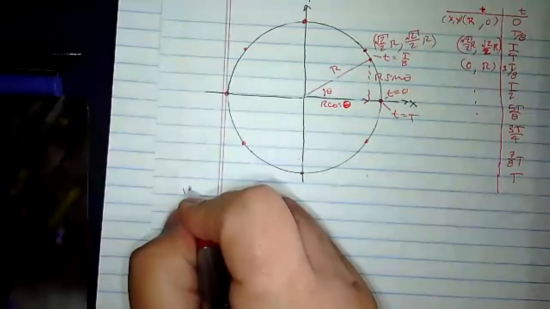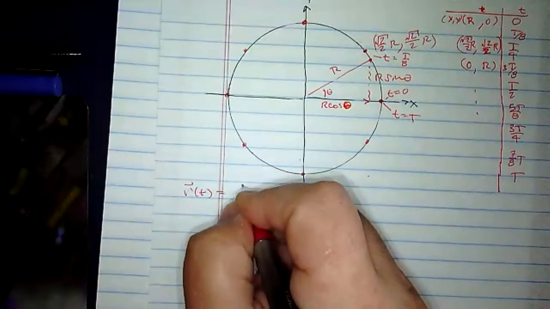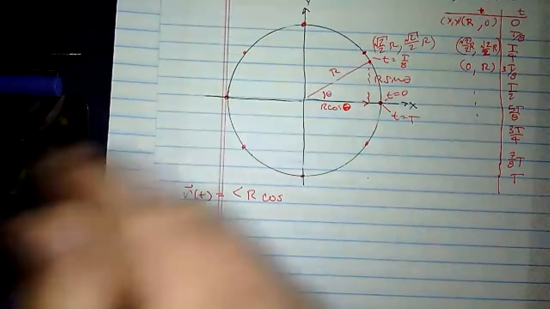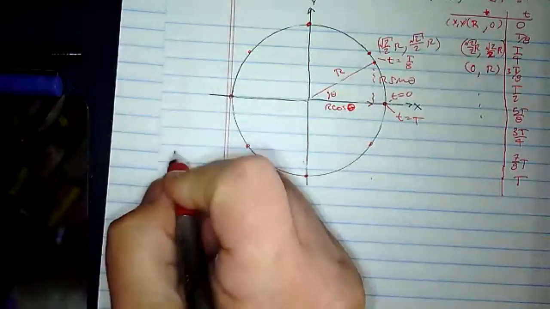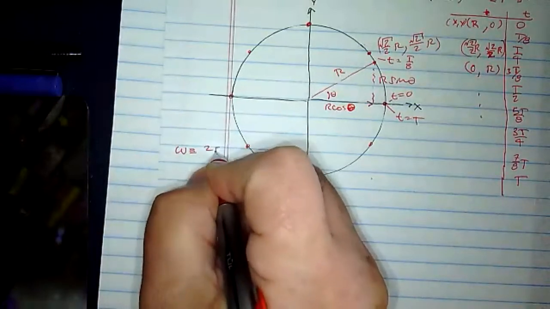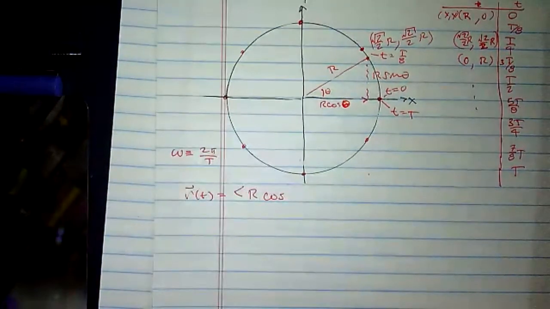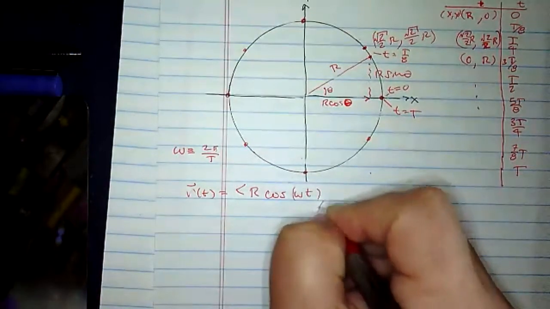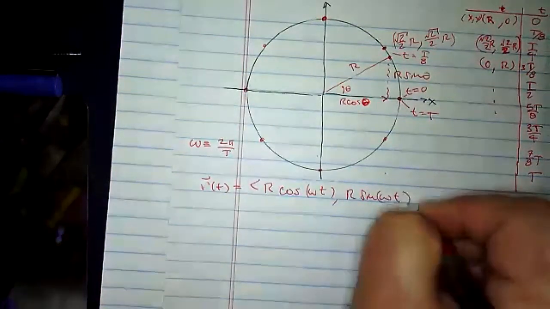So we have r of t equal to some constant R times cosine of, now I'm going to use a simplistic change of variables. Basically, I'm going to say, let's define omega to be 2 pi over the period. And that actually is what we do when we do circular motion anyways. So we're just going to call this R cosine omega t and R sine omega t.